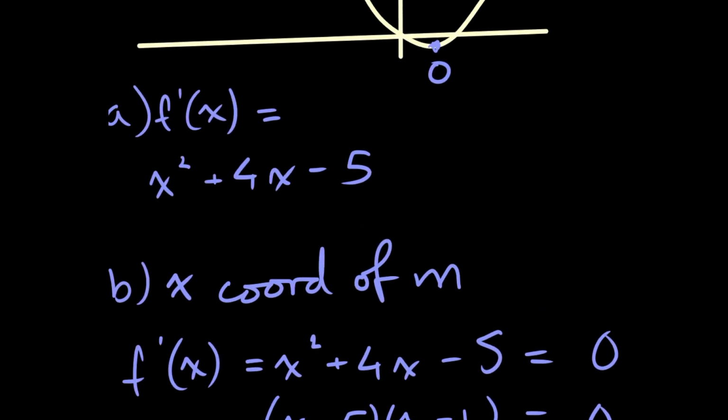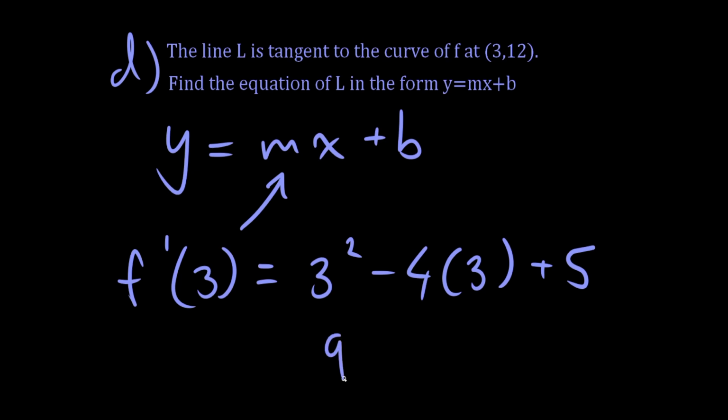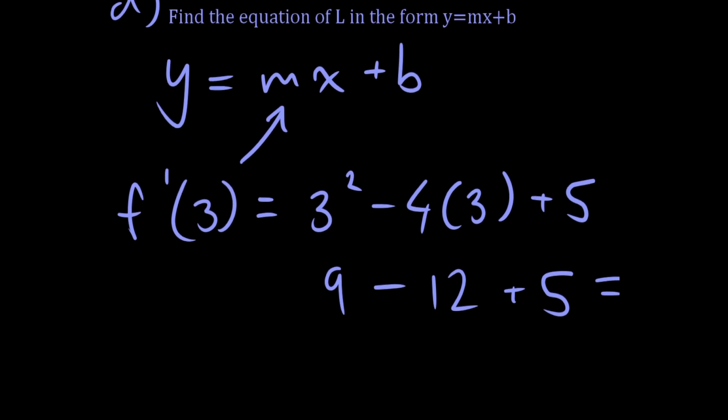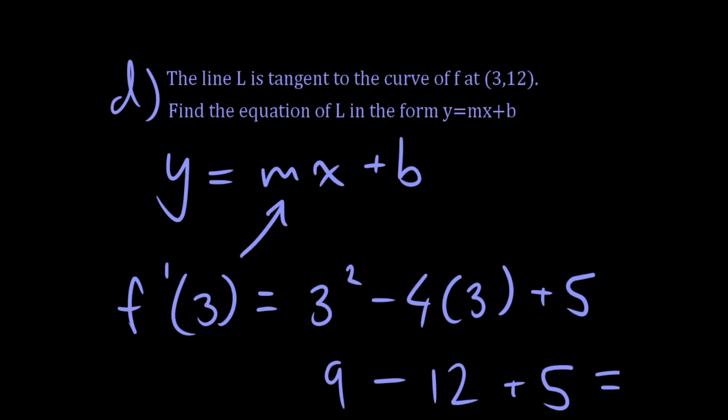And our derivative function was x squared plus 4x minus 5. So this will be 3 squared plus 4 times 3 minus 5. 3 squared is 9 plus 12 minus 5. Some rough mental math here. We're going to get 16. Should be right. 21 minus 5, 16. So that's going to be our slope. We'll get that y is equal to 16 times x plus b.